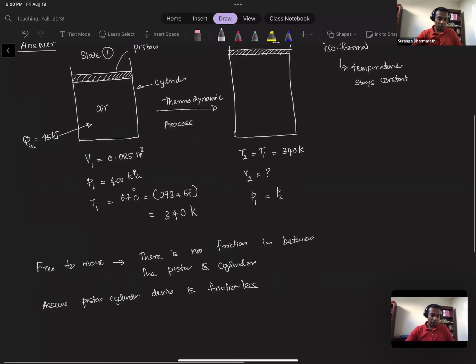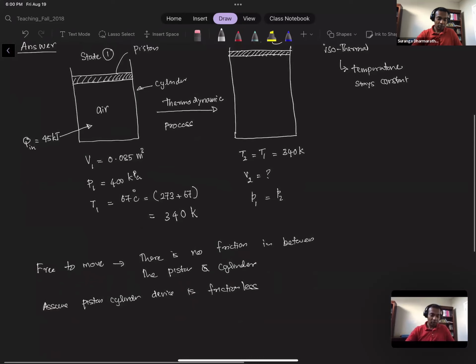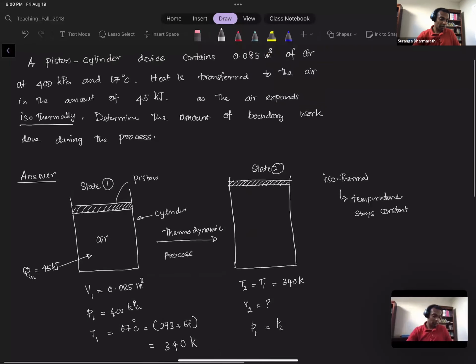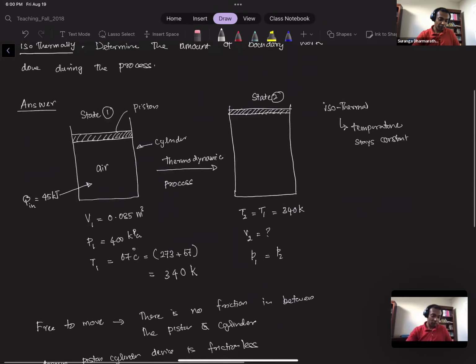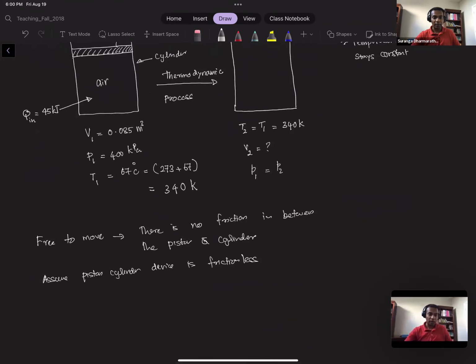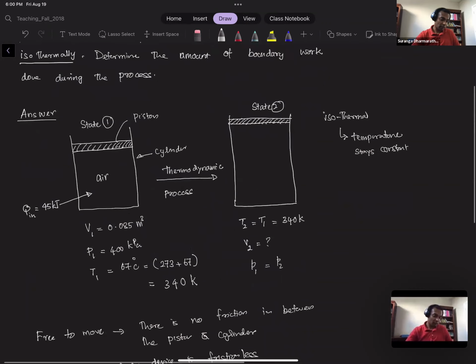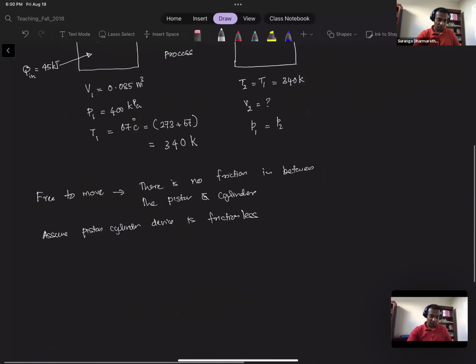Now, we need to determine the amount of boundary work during the process. Okay. So first, we would like to start with boundary work. Boundary work can be related to the first law of thermodynamics.